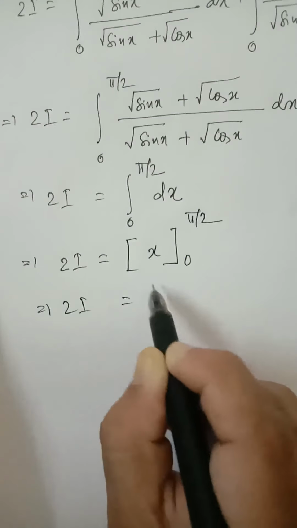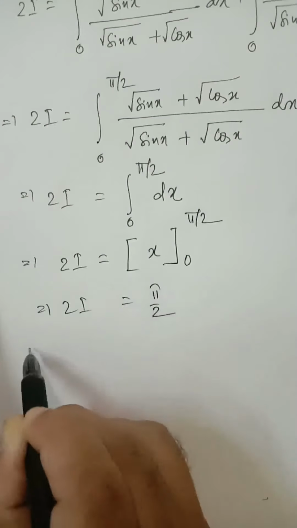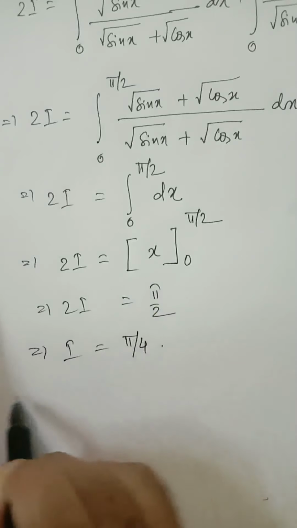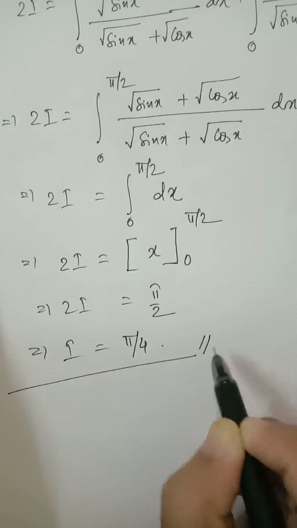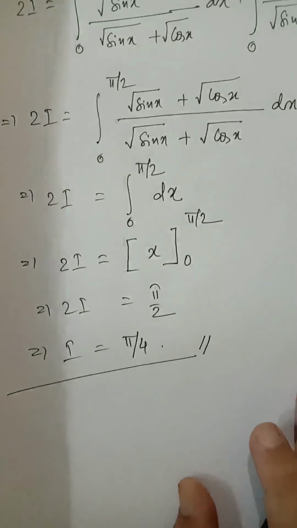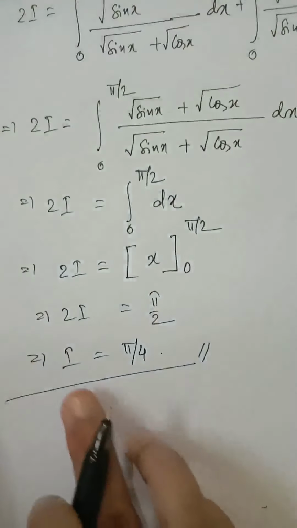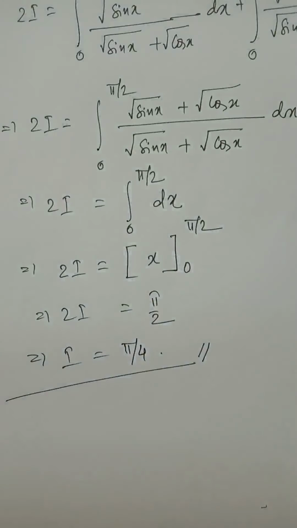2I equal to pi by 2 minus 0 is pi by 2, so I equal to pi by 4. It's a very simple but very important result. So the value of the given integral, this integral is I, and I equal to pi by 4. So the value of the given integral is pi by 4.